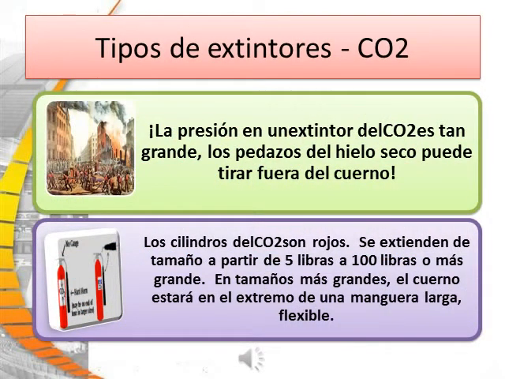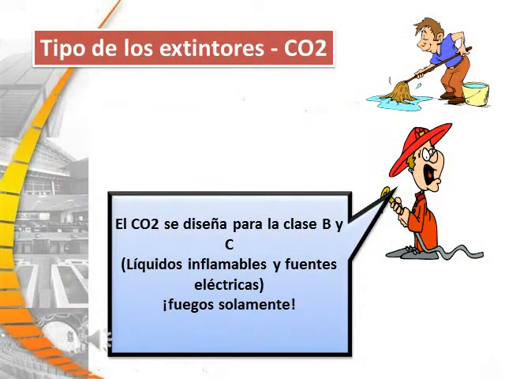The next type of fire extinguisher is CO2. The pressure in a CO2 extinguisher is so great that bits of ice may shoot out the horn when using it. CO2 extinguishers are red, and they range in size from 5 pounds to 100 pounds or larger. On the larger sizes, the horn at the end may be a long, flexible hose. CO2 extinguishers have no gauge, a hard horn, and are designed for Class B and C, flammable liquids or electrical fires only.